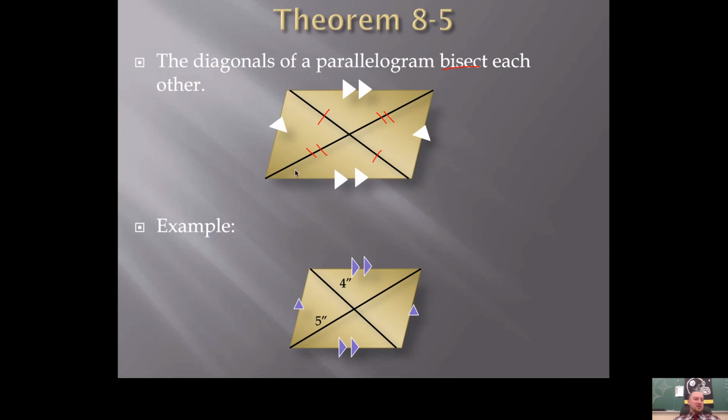Don't just say they bisect each other because it looks like it. You need the marks. Here's an example. This is a parallelogram because of these marks. So we know that this piece and this piece match. So if this is 4 inches, we know that piece is 4 inches. And we're talking about a length here. This is not an angle measure. Notice the unit. It's in inches, not degrees. This diagonal also gets bisected. So if that's 5 inches, this piece over here is 5 inches.